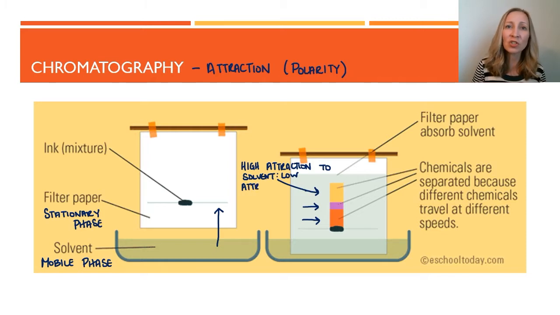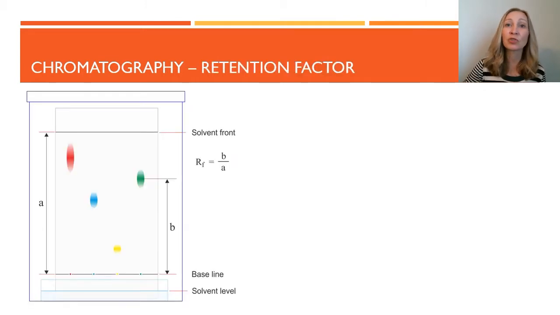The orange color has a very high attraction to the paper, but a low attraction to the solvent. That's why the orange color stuck around on the paper the longest, and it wasn't able to travel as far up the filter paper. So it has to do with the attractions of the different components to either the mobile or stationary phase. Whichever one is attracted the most to the mobile phase will travel up the highest.